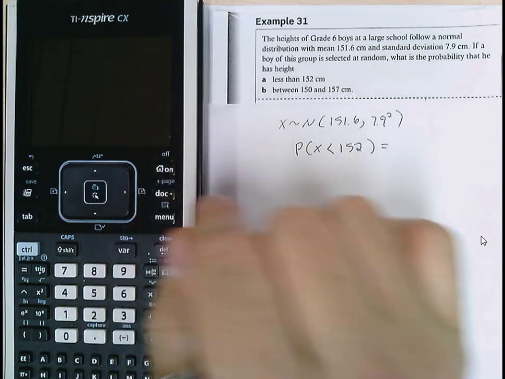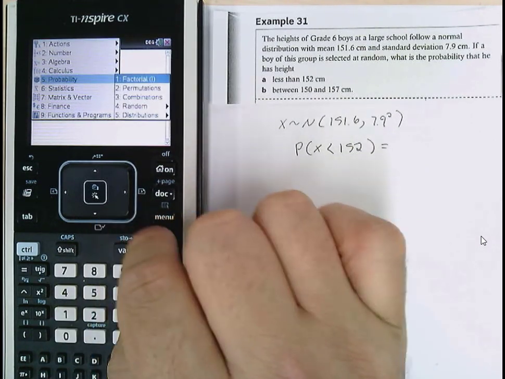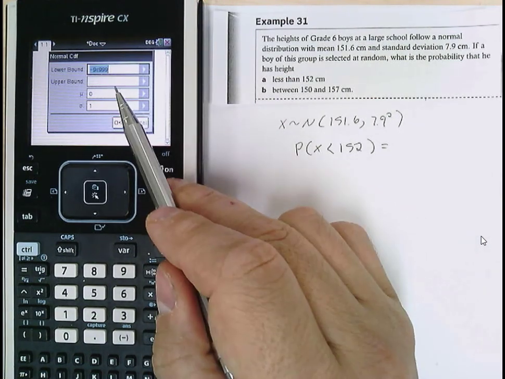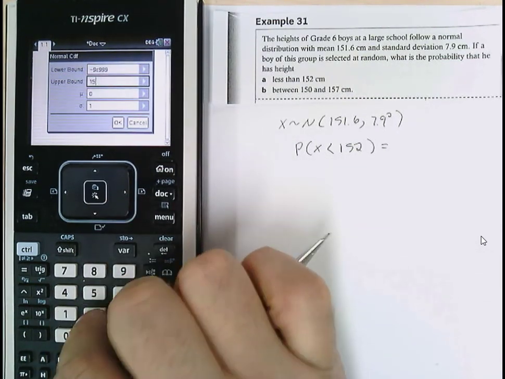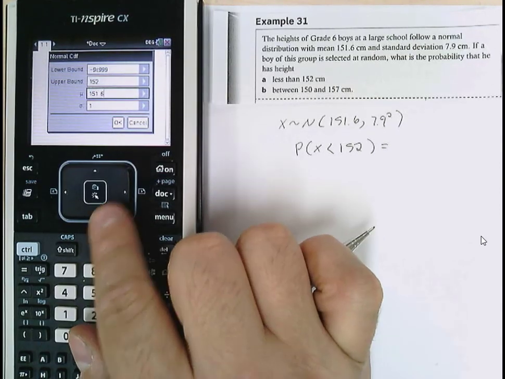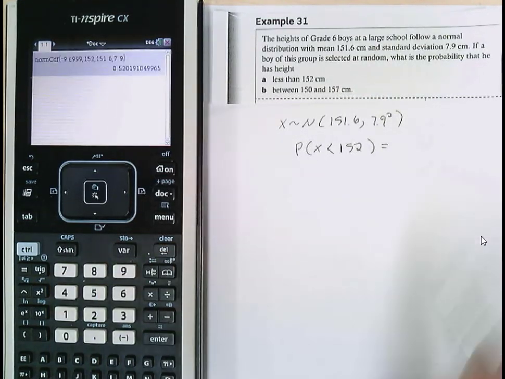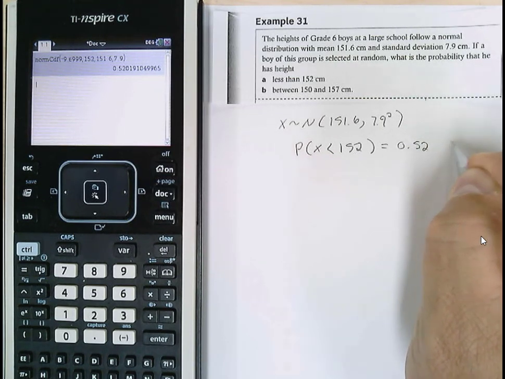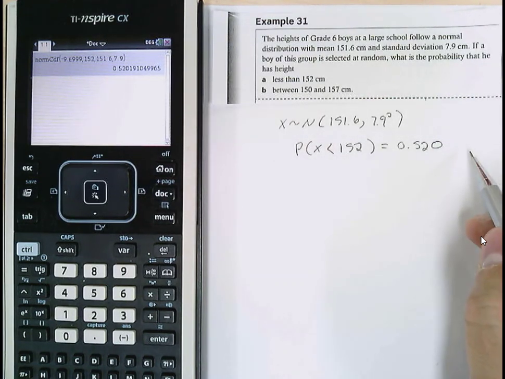And like before, for normal distributions, we're always going to use the calculator. So I'm going to go menu, probability distributions, and I'm going to need CDF. And it's less than 150. I already got a very small negative number in there. It's going to go up to 152. And for this, I have my mean is 151.6, and my standard deviation is 7.9. And that would give me an answer here. So it's 0.52019. I guess I can round that to 3 significant digits that way.